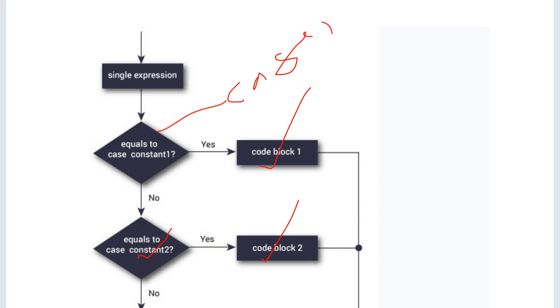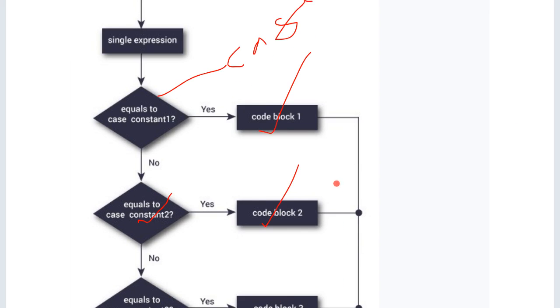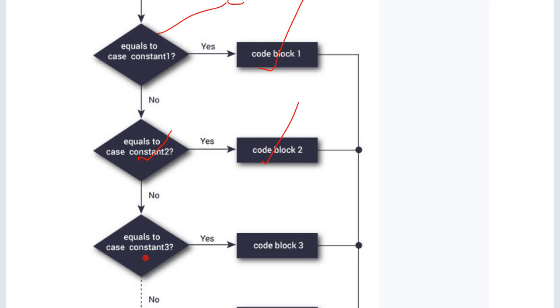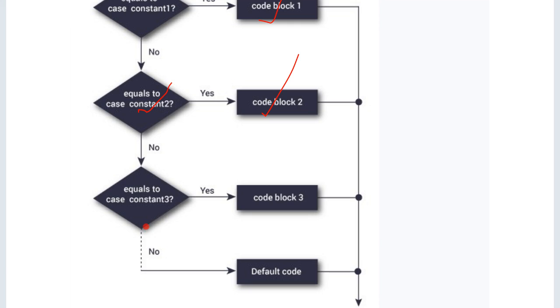we go to case 3. If it is true, we execute. If it is not, we go to case 4. If case 4 is also not true, meaning that we've just followed a straight line here: not true, not true, not true, not true. And all our cases are executed, and none of them seems to match the selection that we are doing. Then we execute the default one.